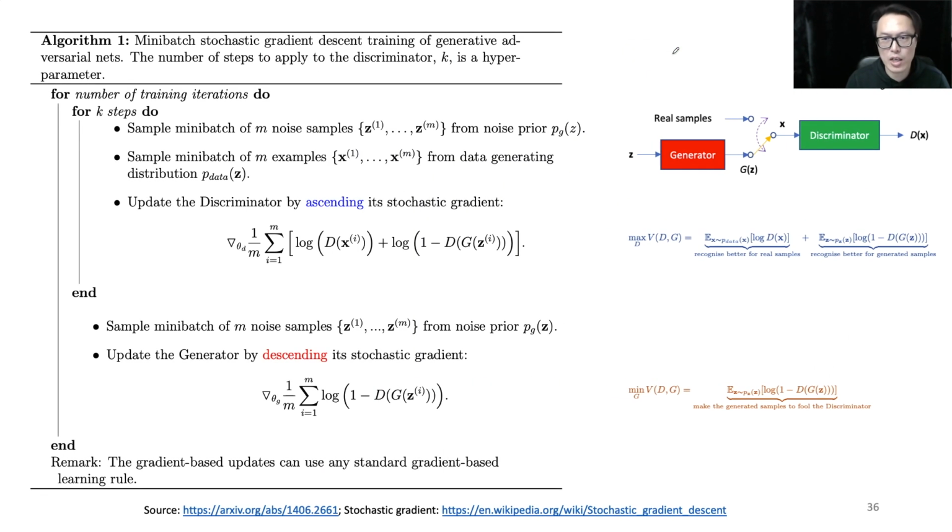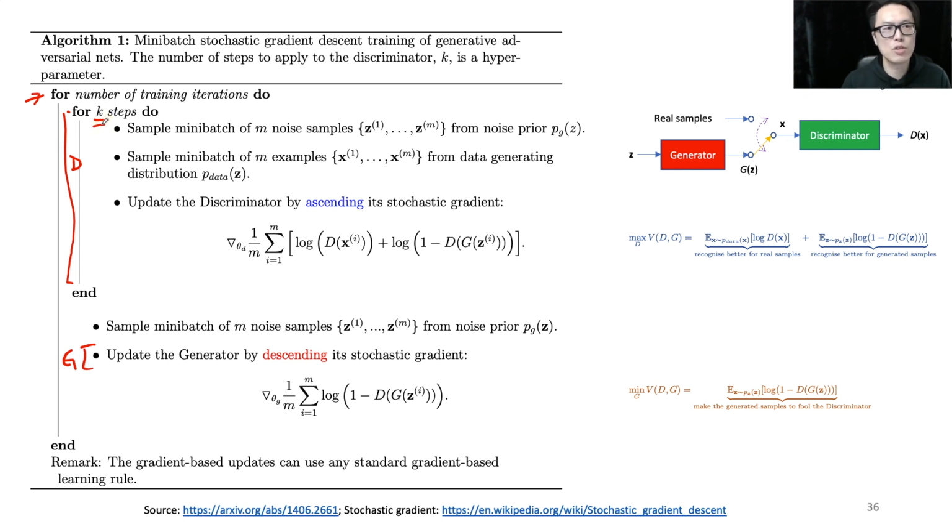Now we are going to take a look at the overall picture. How do we do the training? This is the pseudocode. We have a for loop at the top. This for loop is the number of training iterations. That means we are going to determine how many times we are going to train the discriminator as well as the generator. This part is for the discriminator, and this part is for the generator.